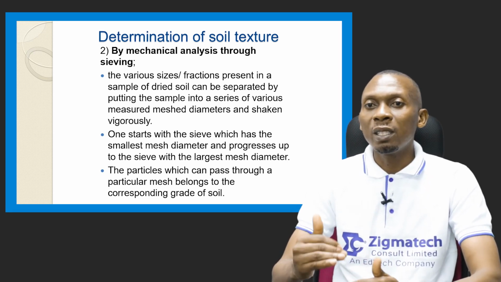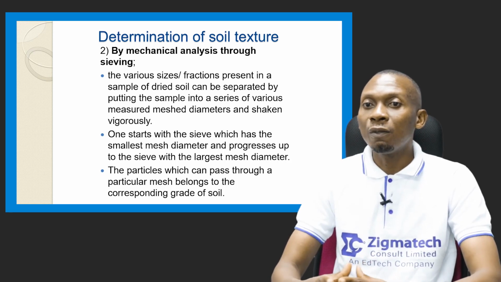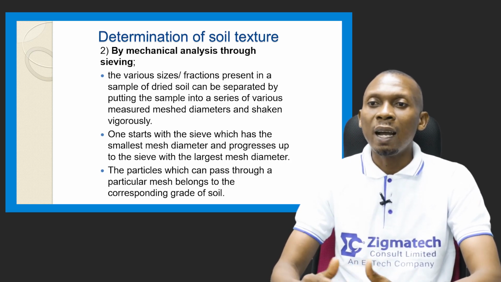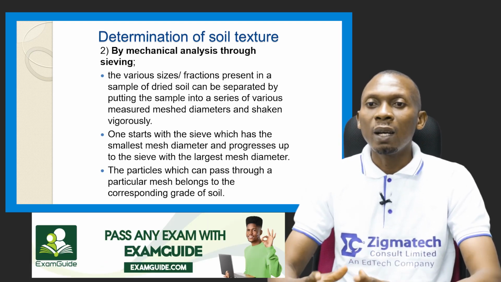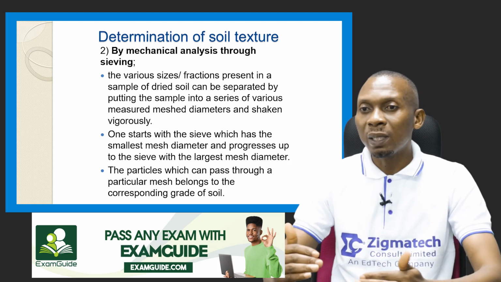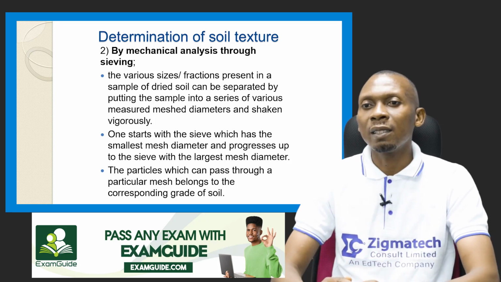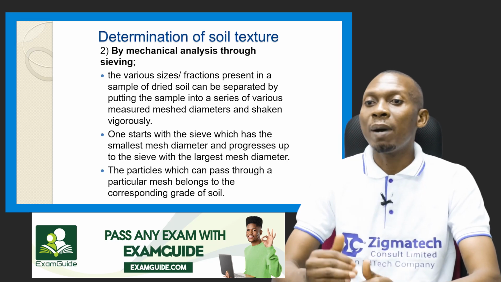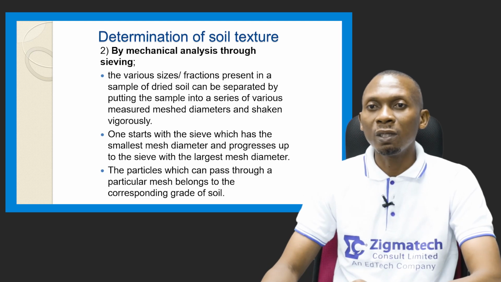Now, when you're arranging these sieves, you start with the smallest, that's the sieve with the smallest mesh size, and progress upward to the sieve with the largest mesh size. Each sieve will now retain soil particles of various sizes. Those particles which can pass through a particular mesh belong to the corresponding grade of soil.